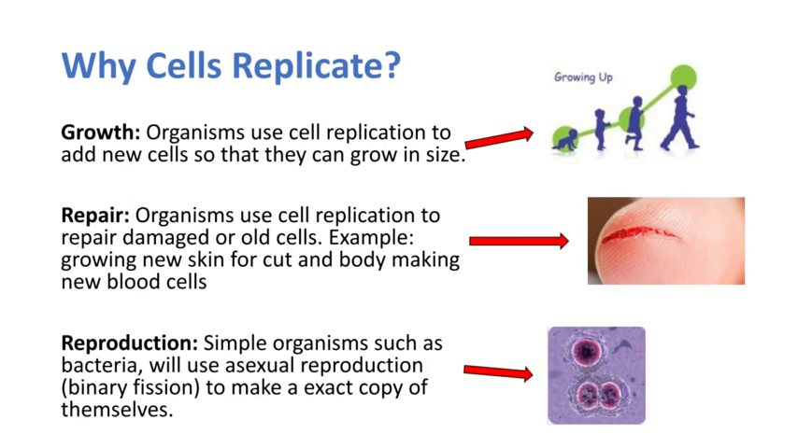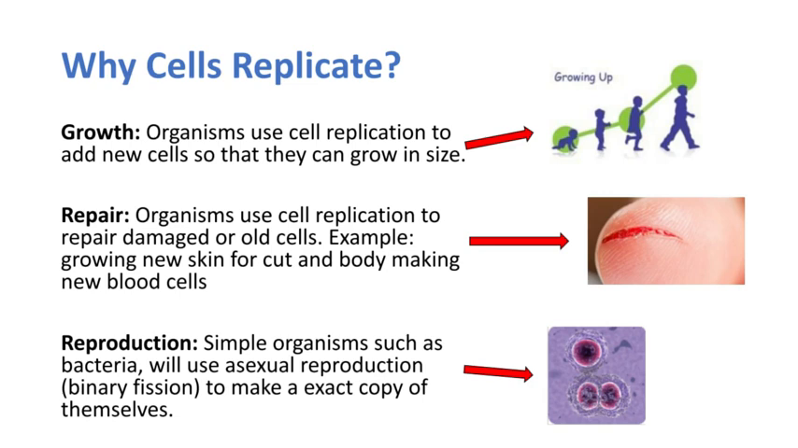So why do cells replicate? First one is growth. An organism will use replication to add new cells so they can grow in size. For example, you start off as one cell after conception. You get half of your genetic information from mom and half from dad. So 23 chromosomes and 23 come together to form one unique cell that has never existed before, and that is you. By the time you're born, you have millions of cells, and by the time you are an adult, you have trillions of cells. So you go from one cell, and as you get bigger, you add cells.